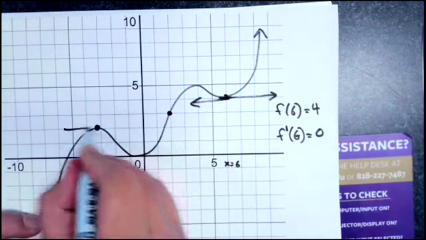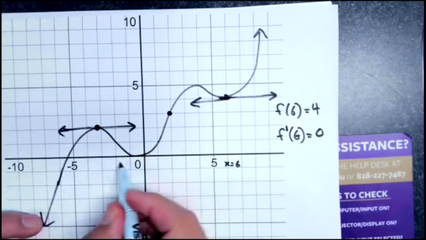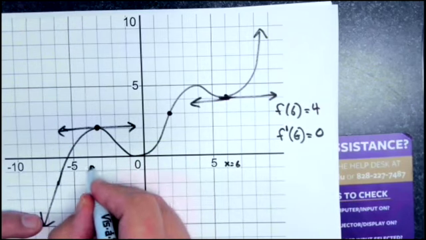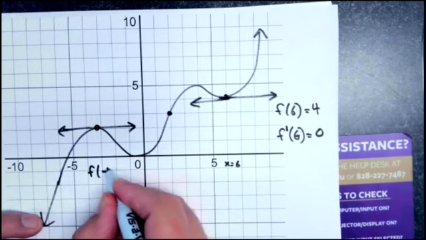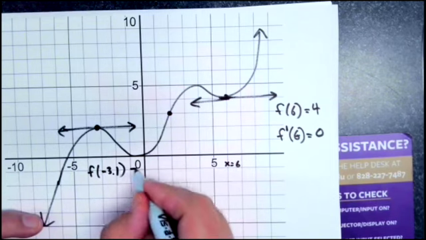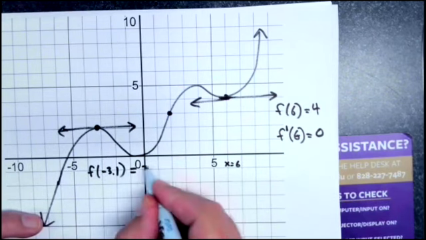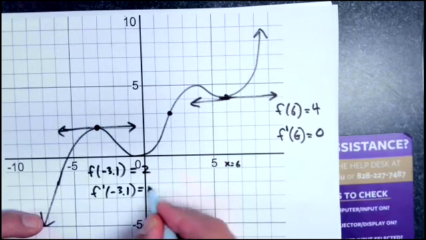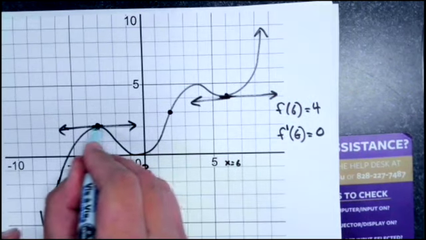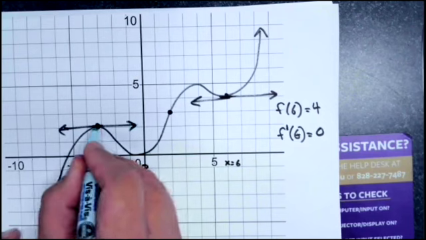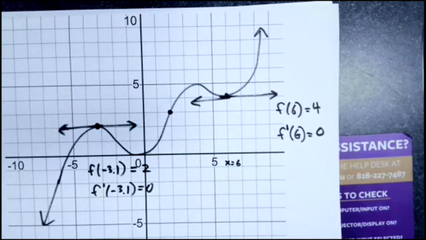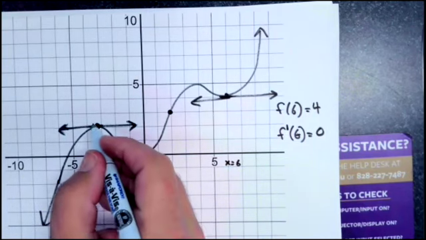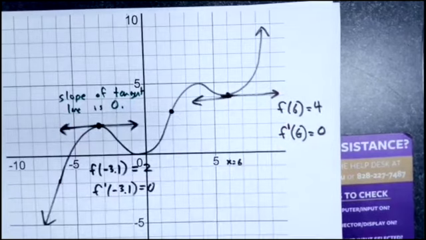So right here, at roughly x equals, maybe that's negative 3.1 or something. F of negative 3.1 is 2, but f prime of negative 3.1 is 0. I'm tracing it over and over again, and then I extend it out, and it's a flat line. So that flat line has a slope of 0.